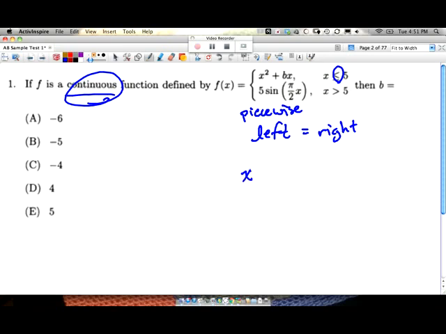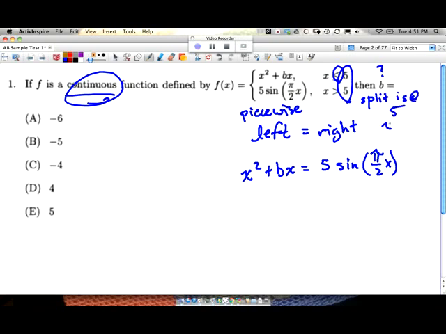So let's get more specific here. That means that x squared plus bx has to equal 5 sine times pi over 2 times x. Okay, so what's b? Wait a second. It's a piecewise. The split is at 5. So I know that x equals 5. Alright, so that's where the left has to equal right, at x equals 5. So this is going to be 5 squared plus 5b equals 5 times sine of 5 pi over 2.